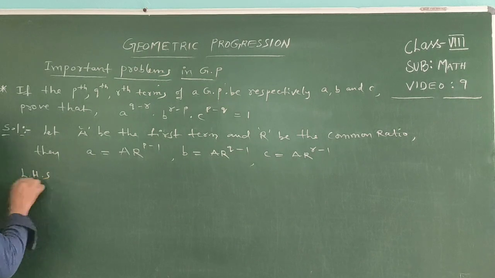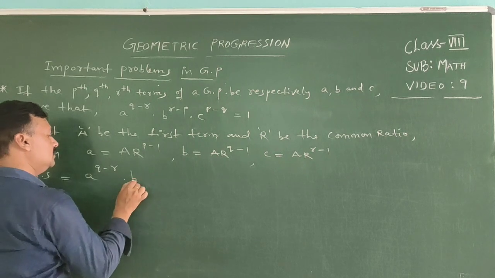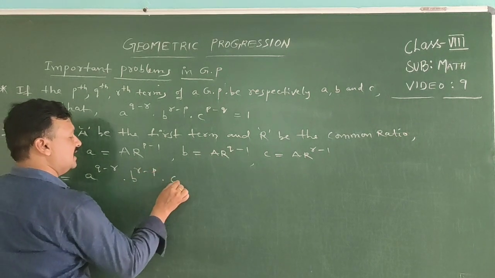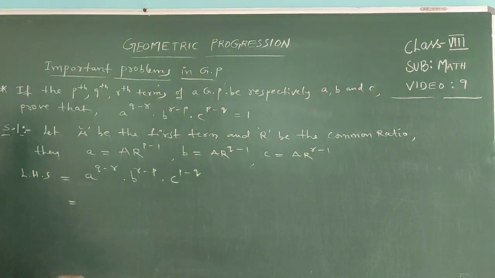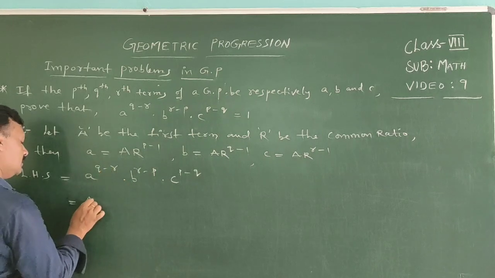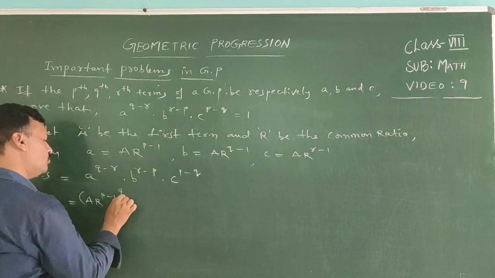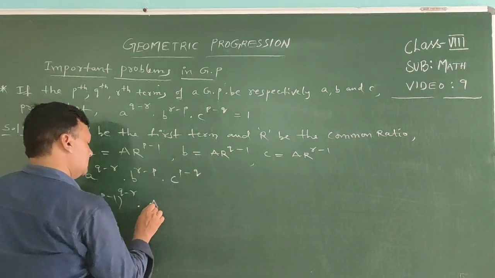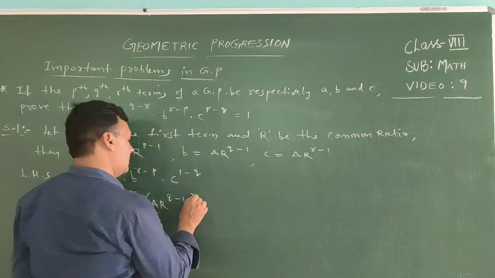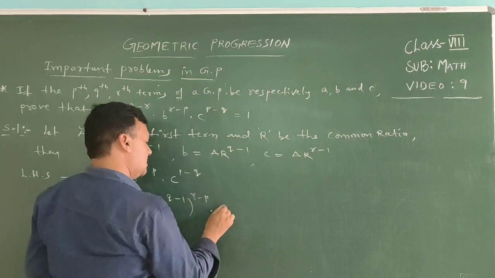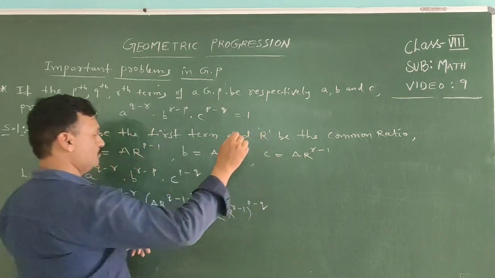Now LHS equal to a power q minus r into b power r minus p into c power p minus q. Okay. Here a means A r power p minus 1 whole power q minus r. Again, A r power q minus 1 whole power r minus p. Again, A r power r minus 1 whole power p minus q.